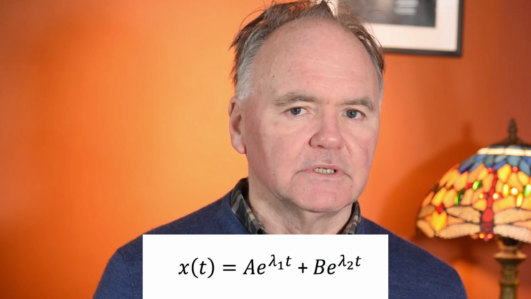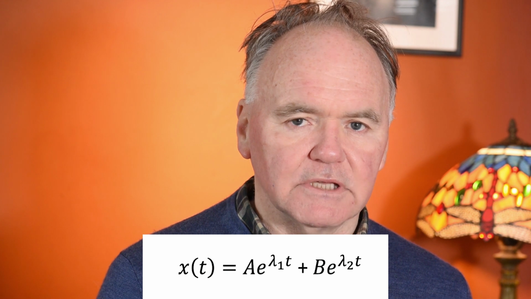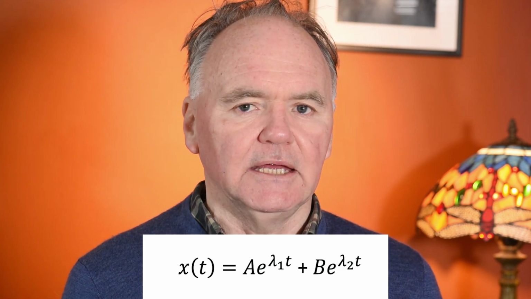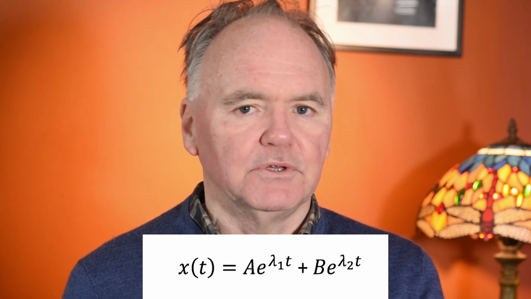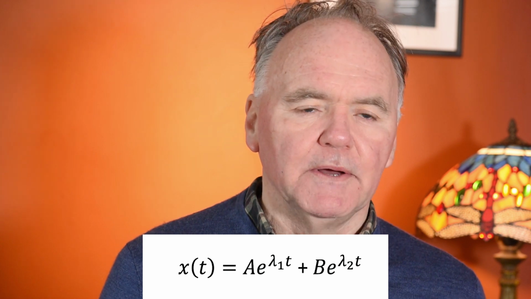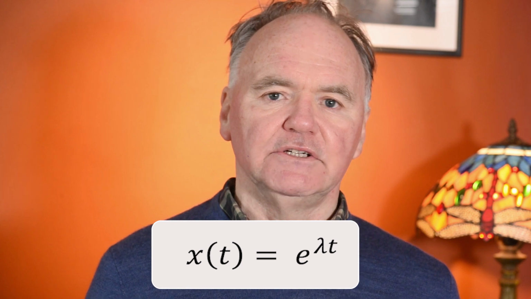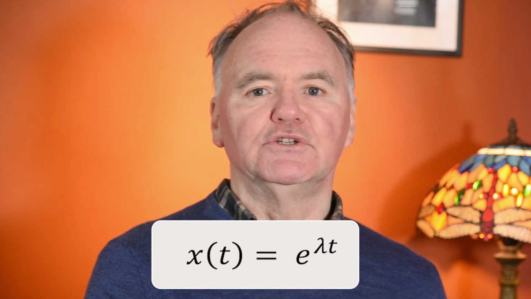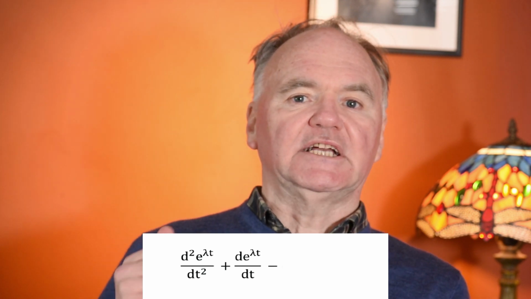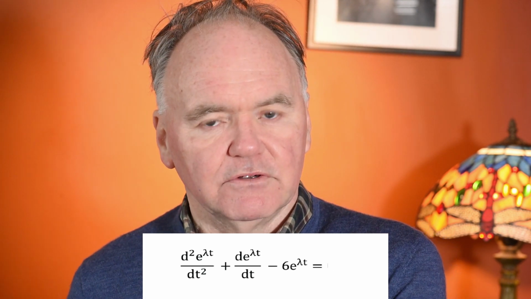So our job now is to find the two lambdas, lambda 1 and lambda 2, and to use the initial conditions to find what constants A and B are. Now to do that is actually quite simple, because what we do is take our x of t, e to the lambda t, and insert it into our differential equation, and we just do what we're asked to do. For example, we're asked to differentiate it twice, then differentiate it once, then take away 6 times the displacement function.